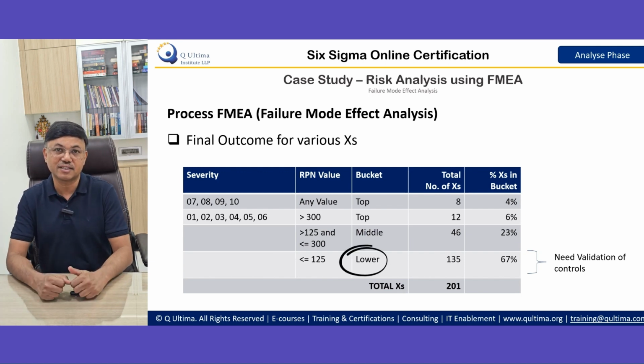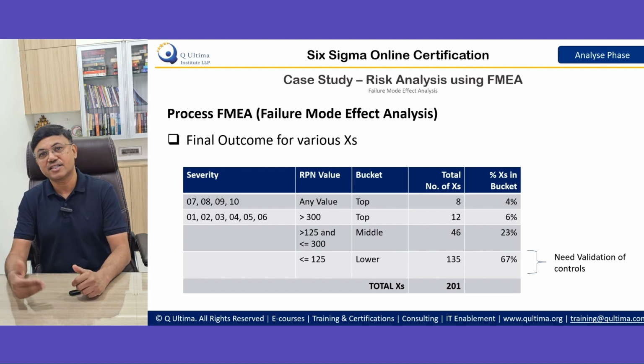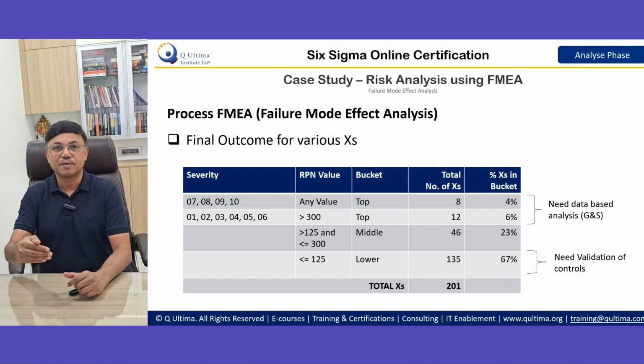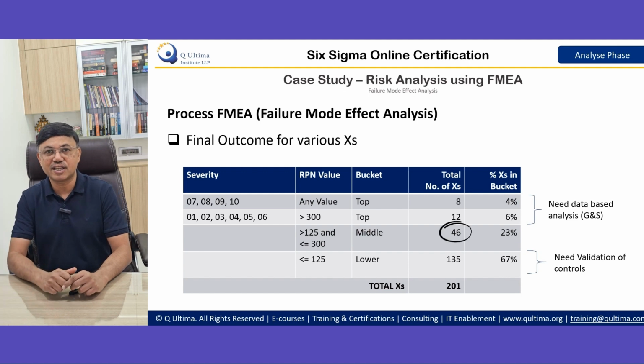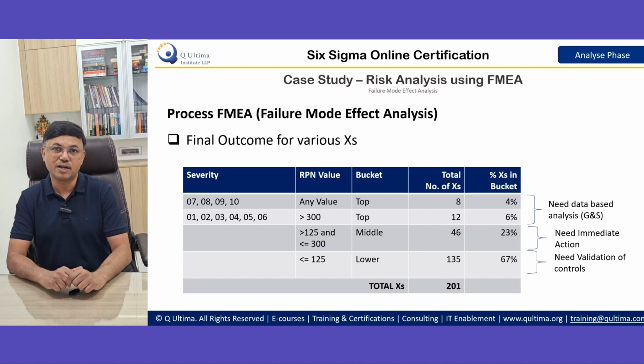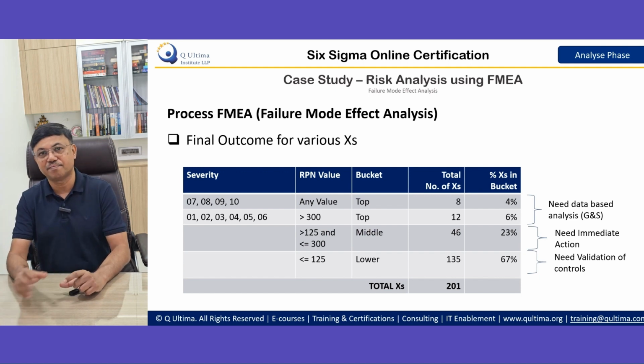What do we do with this categorization? The top X's, which are 20 X's, are considered for graphical and statistical study, which we are going to do in our subsequent video. The middle bucket X's, which are 46 in this case, will be considered for immediate action, and immediate action on these will result in significant benefits to the project. So about 20-30% change you can see in your primary metric just by appropriate actions on this middle level X.